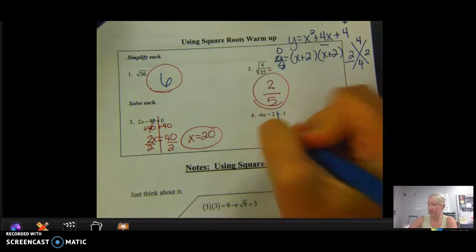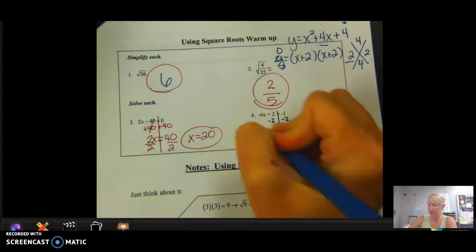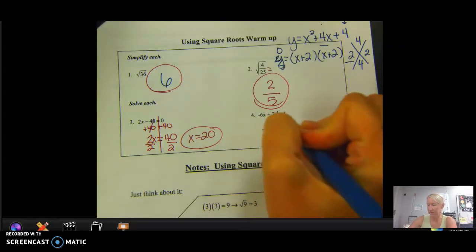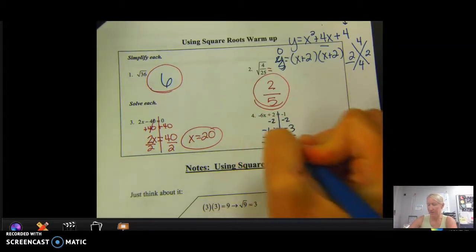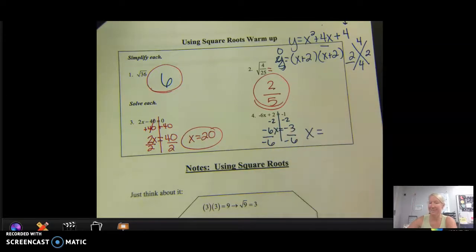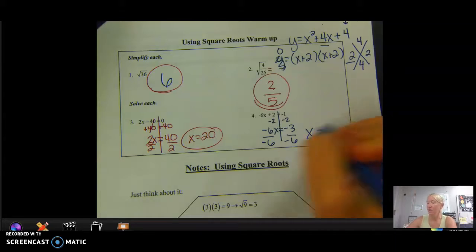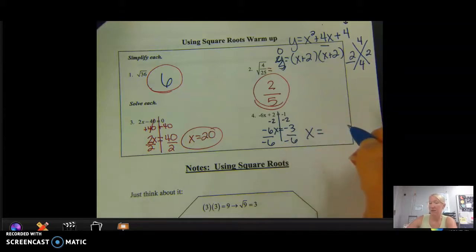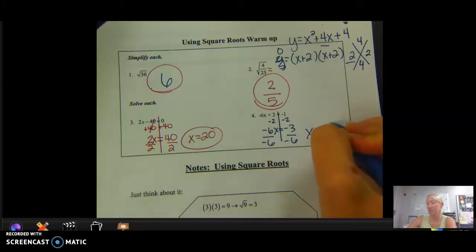Kind of same process here. Subtract 2, I get negative 6x equals negative 3. Divide by negative 6, divide by negative 6. Be careful. X does not equal positive 2. It does not equal negative 2. It equals a positive, because negative over negative is positive. 3 over 6. So it's a fraction, 3/6. But I reduce that. 3/6 reduces to 1/2.